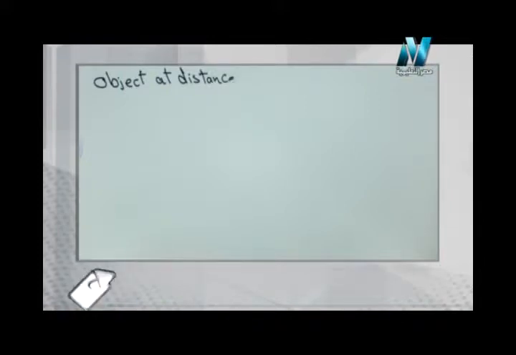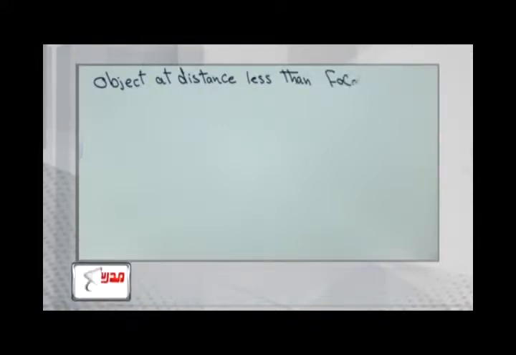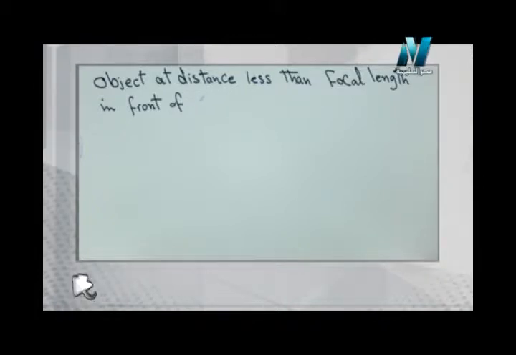I will write it here. Object at distance less than focal length in front of what? Concave mirror.